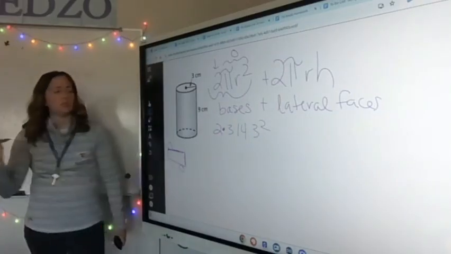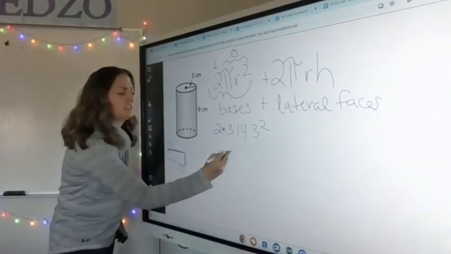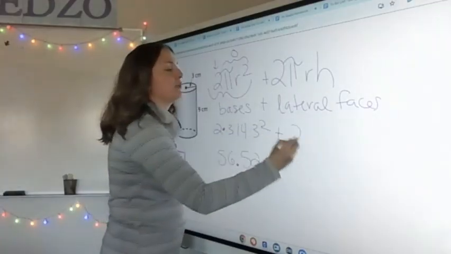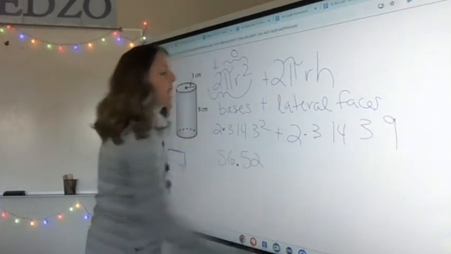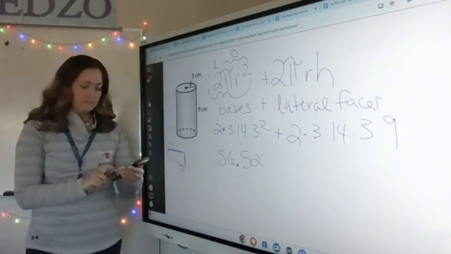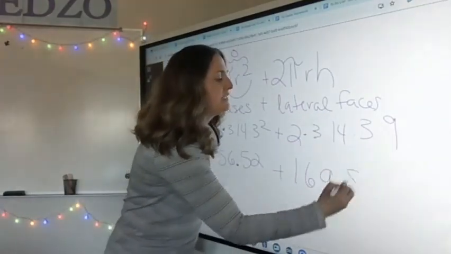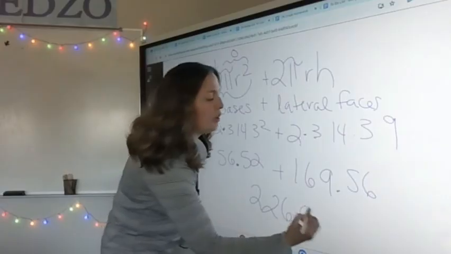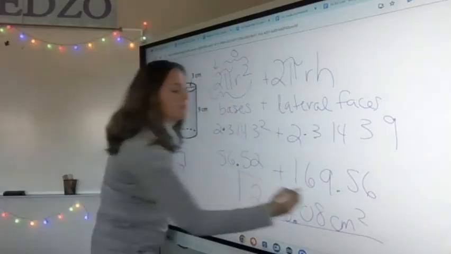When you plug just this alone into your calculator, we got an answer of 56.52. Yes. And then we're going to take our lateral face and we're going to do 2 times 3.14 times 3 times our height of 9. And when we plug just that one in, you get 169.56. Yes. 169.56. And then when you add those two numbers together, you get 226.08, and this is still squared, so centimeters squared for your final answer.